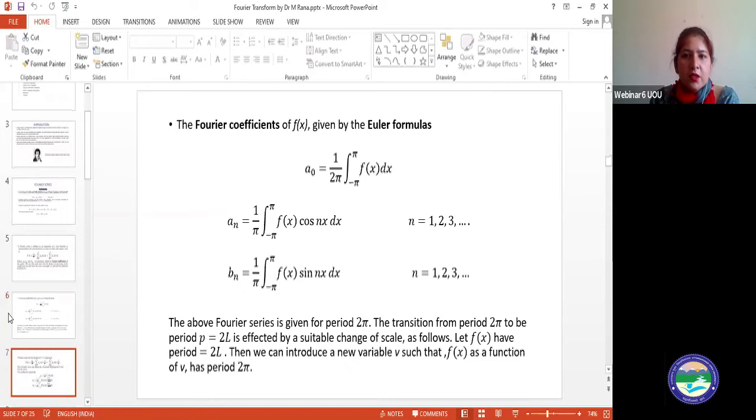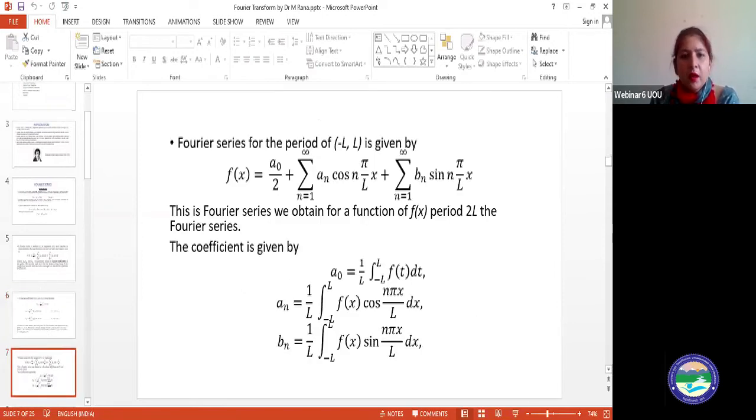Now this is the condition where the period is 2 pi. But what happens if the period is 2l or something else? For this, the formula of the Fourier series changes. Let us suppose it is for the period of minus l to plus l. The Fourier series changes as f(x) equal to a naught by 2 plus the summation of n equal to 1 to infinity a n cos n pi x by l plus the summation of n equal to 1 to infinity b n sin n pi x by l. And this whole series is obtained for a function which has a period of 2l.